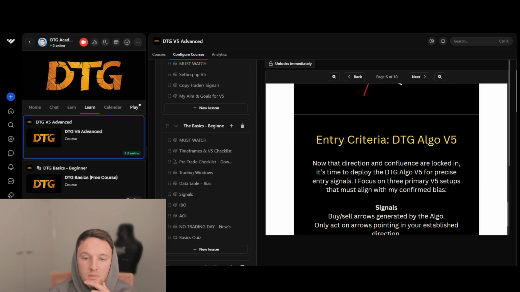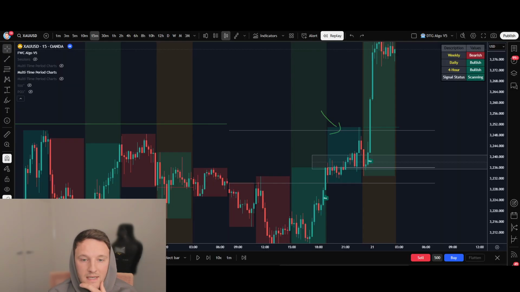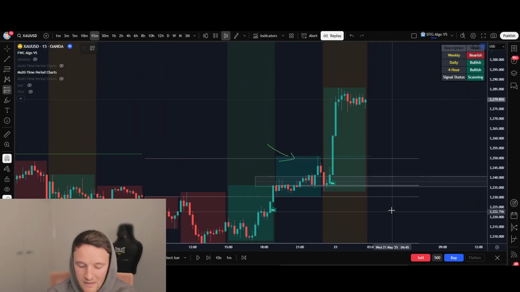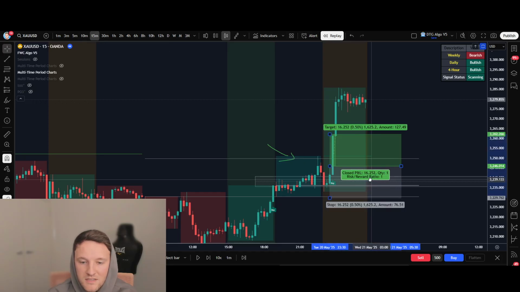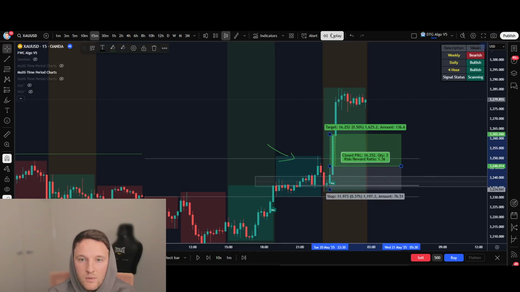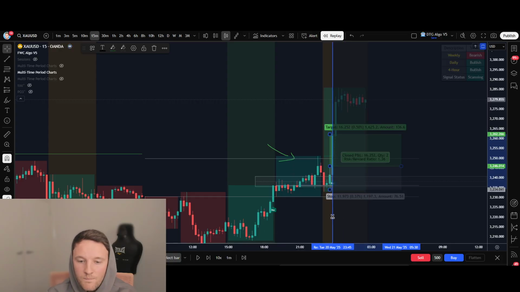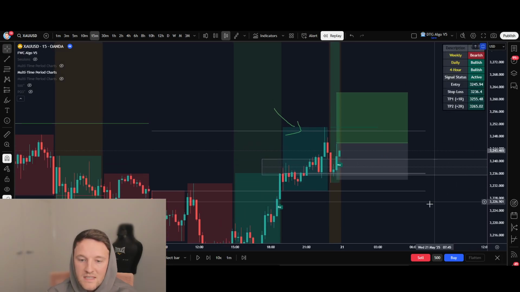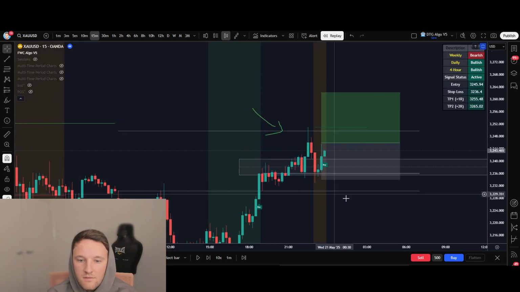Now what's next to do is look for your entry using the DTG algo, DTG indicator, okay? And where does that come? That comes right here in form of a 15-minute buy signal aligning. And if we use the replay tool and we go back over here, we get that next candle up. We can see that once we get that signal, this pops up over here.